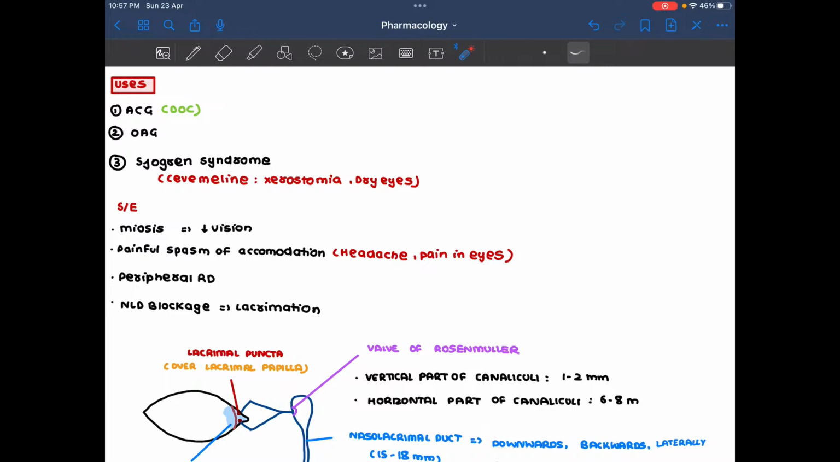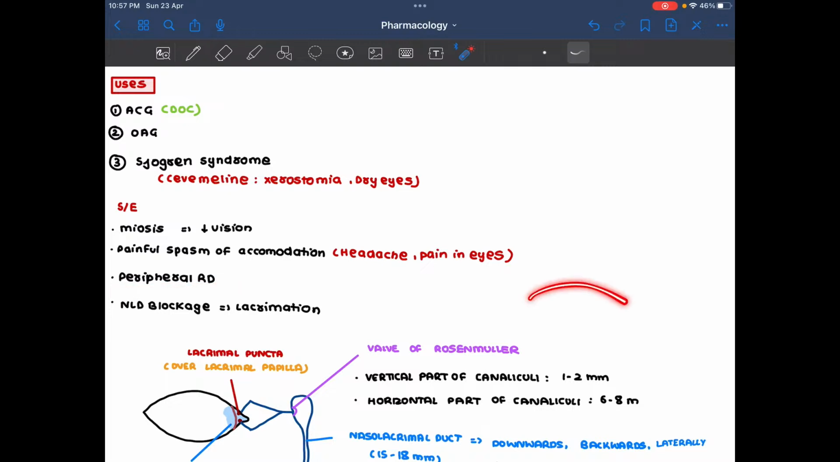What are the side effects? Because it can lead to miosis, they might lead to decrease in vision. It might have painful spasm of accommodation. इसके कारण the patient might express brow ache. He might have headache, pain in the eyes. ठीक है? This might be because the ciliary muscle is also attached to the retina. और अगर ciliary muscle का बहुत violent contraction हुआ, it might lead to a peripheral retinal detachment as well.